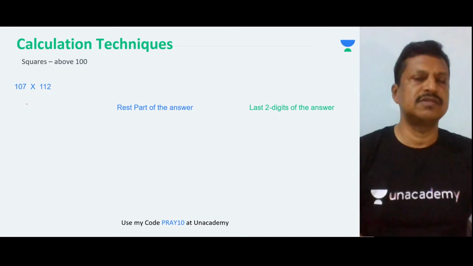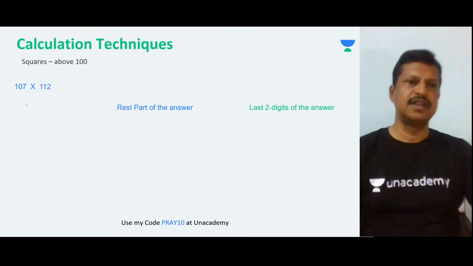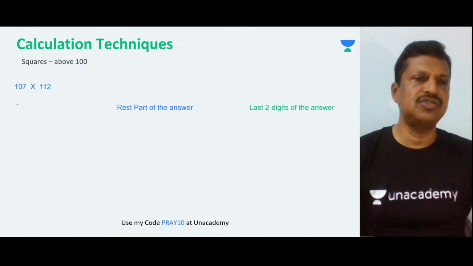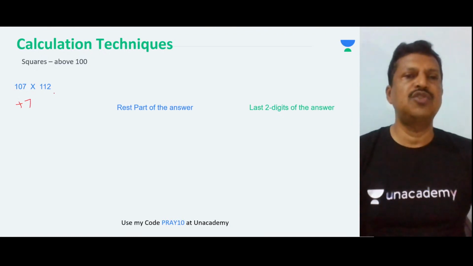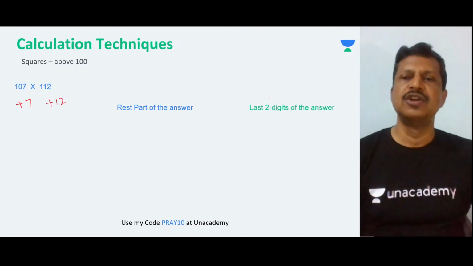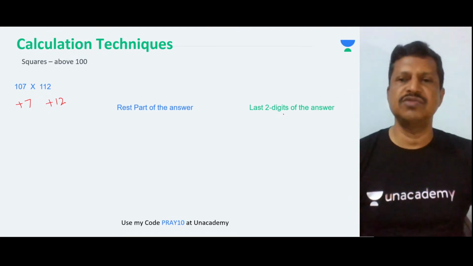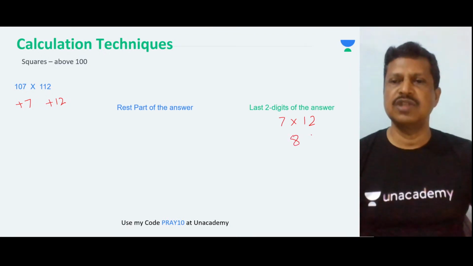107. What is the deviation? It will be plus 7, right? 107 minus 100 is 7. So I'll go for plus 7 is the deviation over here. And 112 minus 100, plus 12 is the deviation. So plus into plus is plus only. So last two digits will be nothing but 7 into 12. 7 into 12 is giving you 84. So the last two digits of your answer will be 84.